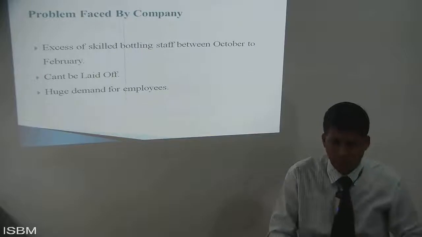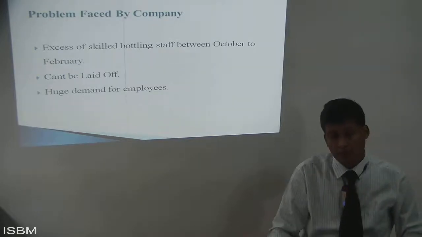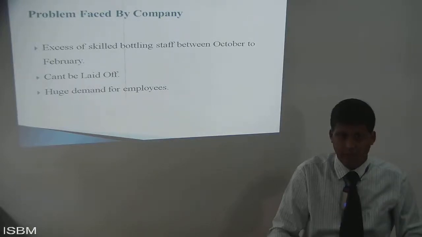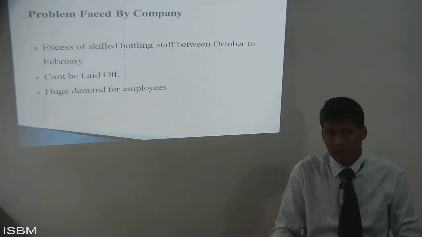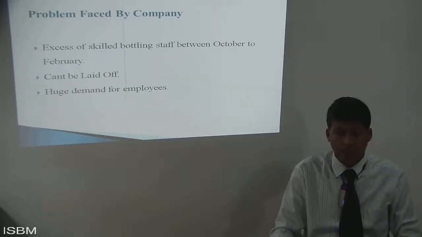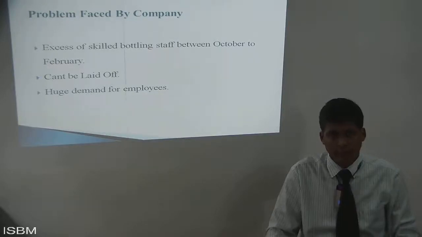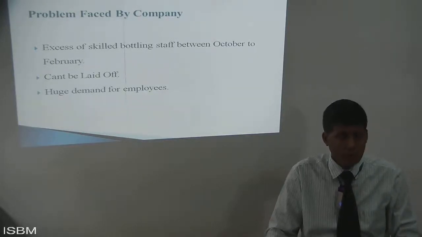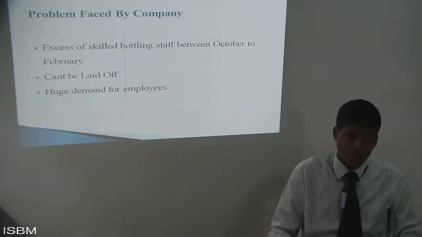So the problem faced by the company is, one, excess of skilled bottling staff between October to February. This is a lean period for the bottler company. They can't be laid off because they're difficult to get back, they're expensive, and they're trained staff, so that's a cost implication as well. There's also a huge demand for these employees. If you lay off, they might join some other company and will not be available for your peak season. So how do we go about it?